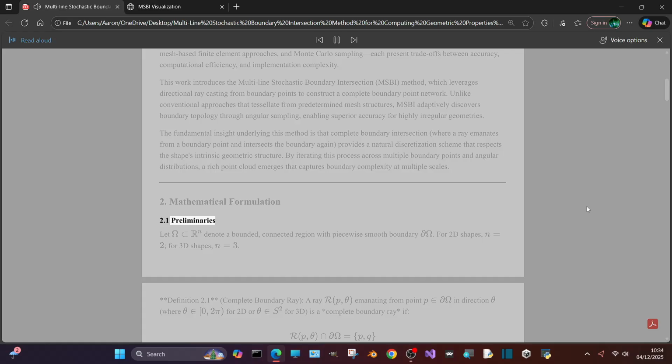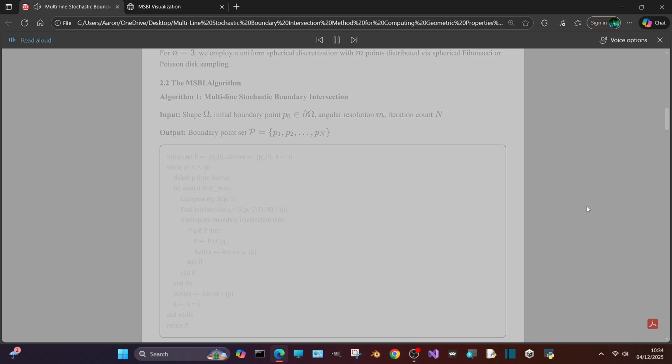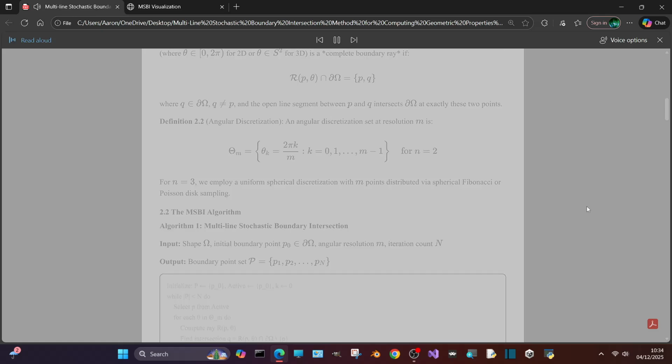2.1 Preliminaries. Let Ω denote a bounded, connected region with piecewise smooth boundary. 4 2D shapes, 4 3D shapes. Definition 2.1, complete boundary ray: a ray emanating from point p in direction θ, where θ is in the circle for 2D or the sphere for 3D, is a complete boundary ray if it intersects the boundary at a second point q, and the open line segment between p and q intersects the boundary at exactly these 2 points.